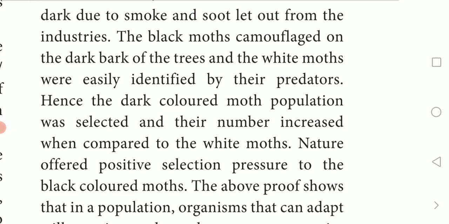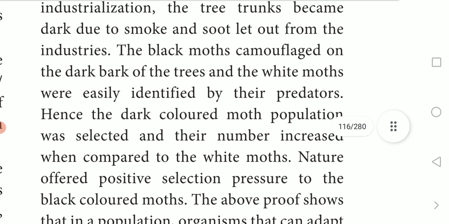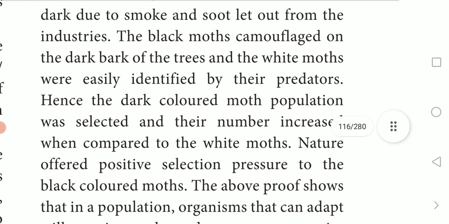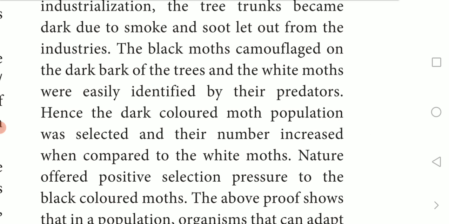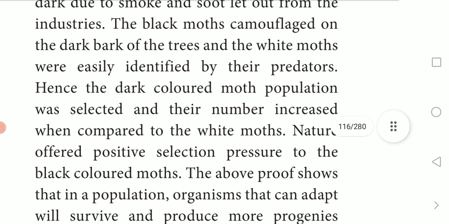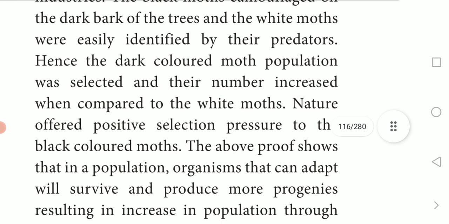The black color moth camouflaged on the dark bark of the trees. When that black smoke as well as soot came out from the industries, it fell on the trunk, and the trunk also became black in color. So the black peppered moths which stayed on the bark of the tree escaped from the predators because the colors were matching. This is after industrialization.